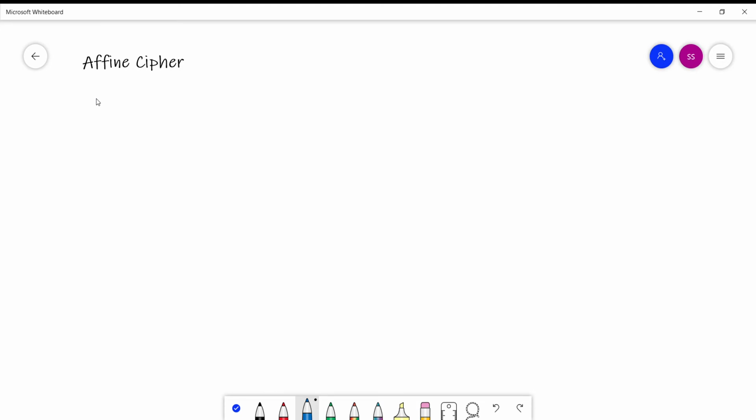So affine cipher is a special kind of Caesar cipher or shift cipher. Caesar cipher is also called shift cipher. So affine cipher is a special kind of that cipher. Let me show you how affine cipher is defined.